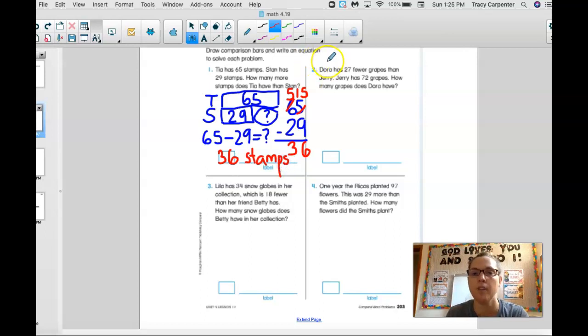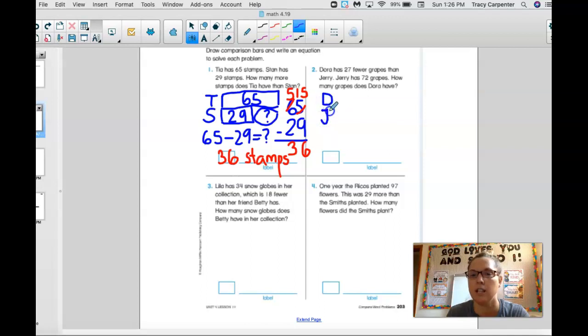Okay, number 2. Dora has 27 fewer grapes than Jerry. Jerry has 72 grapes. How many grapes does Dora have? So this time we know how many Jerry has, but we don't know how many Dora has. We do know Dora has 27 fewer or less. So we start by writing our 2 letters to show what we're comparing. We're comparing Dora, the number of grapes Dora has, with the number of grapes Jerry has.